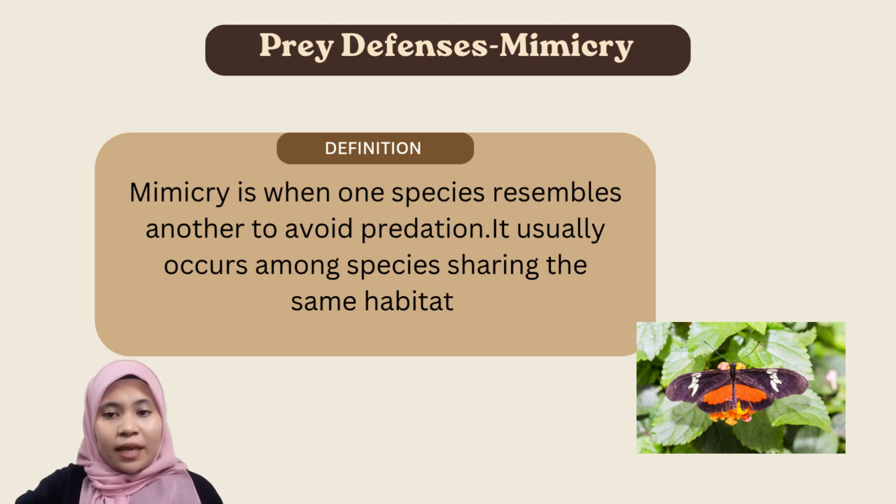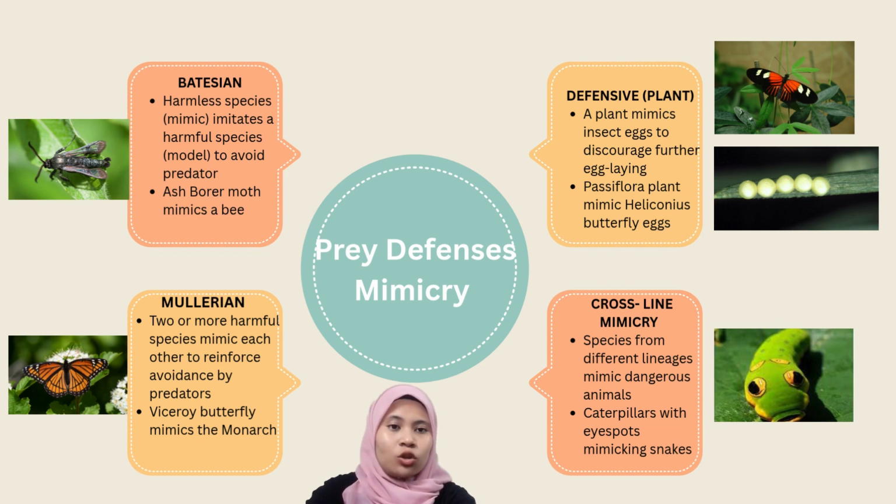It plays a role in co-evolution, where multiple species influence each other's development over time. Okay, next we go to predation mimicry. Predation mimicry is like bluffing: a harmless species imitates a harmful or toxic species, so predators leave it alone. For example, the ash borer moth looks like a bee.